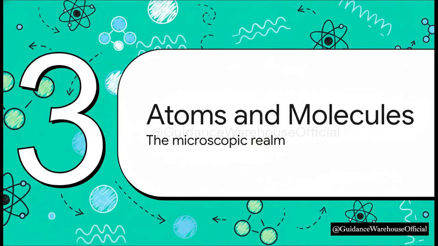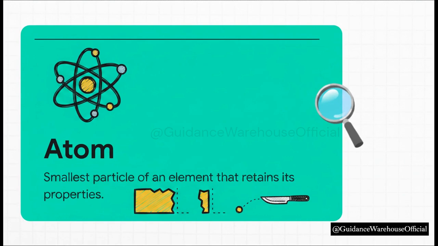Which brings us to section 3, atoms and molecules explained. We're zooming way, way down into the microscopic realm now. This is where we officially meet the atom. An atom is the absolute smallest particle of an element that still has the properties of that element. The word itself comes from the Greek atomos, meaning indivisible.